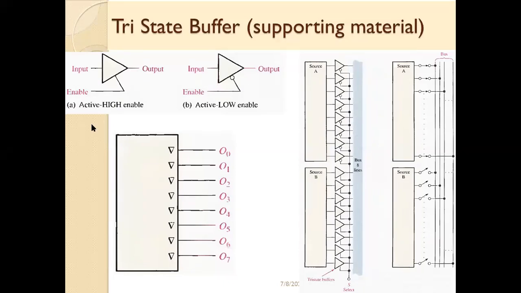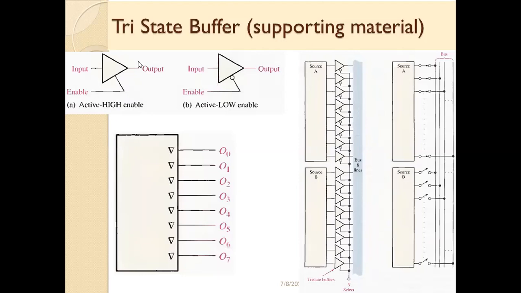This tri-state buffer is with active high enable, and this tri-state buffer is active low enable. The system is like this. You give input over here and you get output over here. Simple. You give input and you get the output. But that input which you give to the output is controlled by a third line, which is called the enable line.